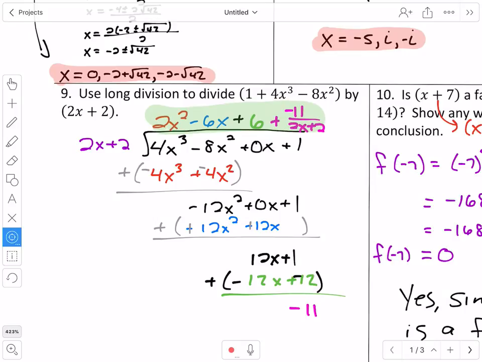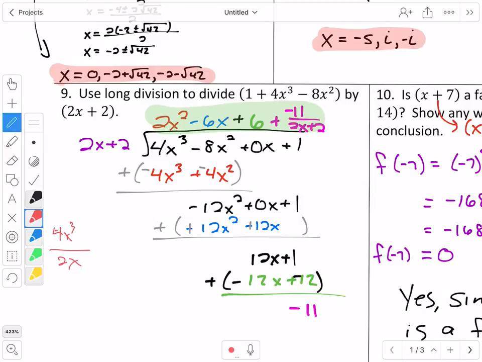For the long division to work, you take the first term that you're dividing and divide it by the first term you're dividing by. So if I were to write down 4x cubed divided by 2x, x's cancel. 4 divided by 2 is 2. You end up with 2x squared, which is why this says 2x squared up here. Then I multiply 2x squared times 2x and get 4x cubed. 2x squared times 2 is a 4x squared.